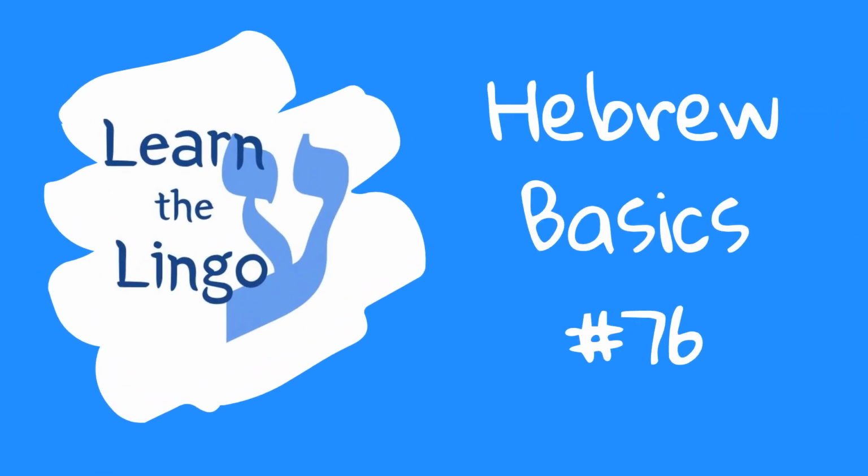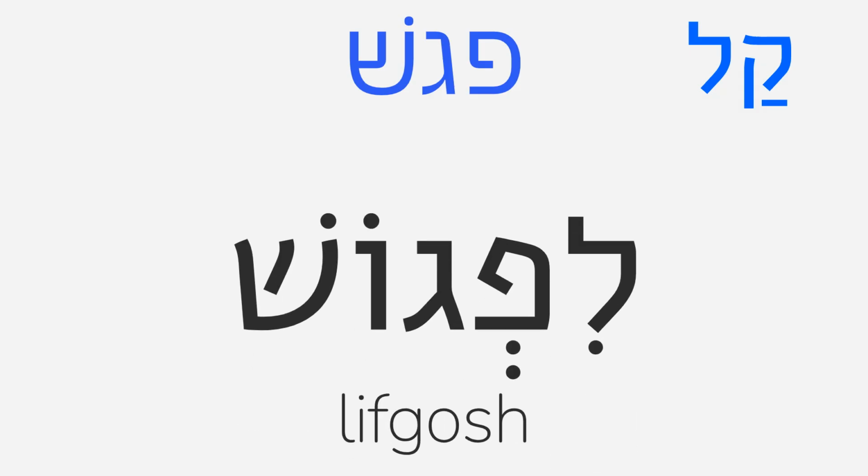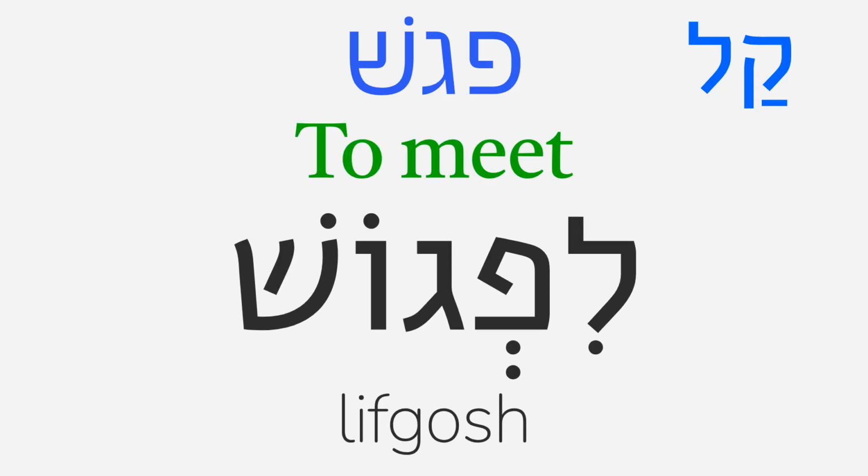Welcome to Lesson 76 of Hebrew Basics, a series where we learn the essentials of Hebrew grammar. Today, we are going to learn a new root, pe gimel shin. This root is used in the basic kal binyan to make the verb lifgosh, which means to meet. In modern Hebrew, lifgosh is often used when talking about meeting someone without previously planning it.